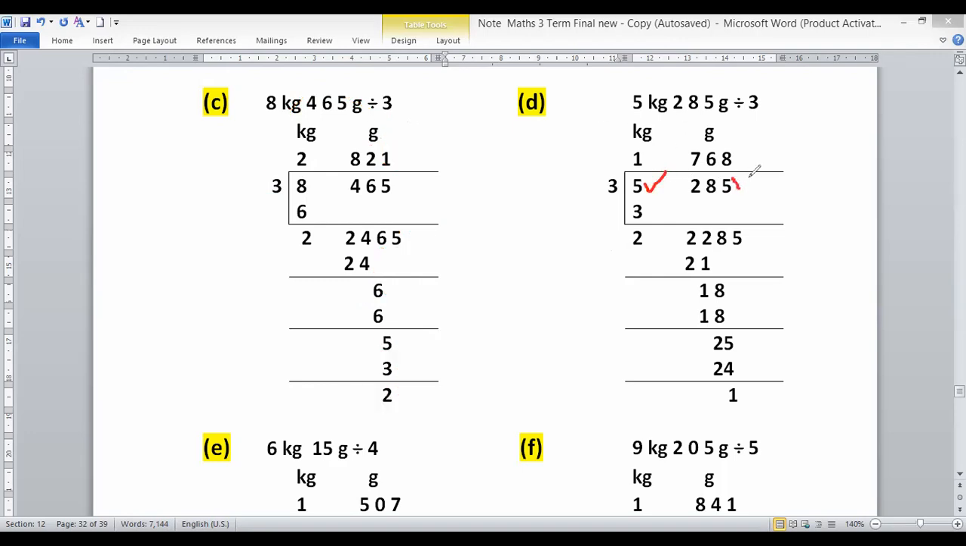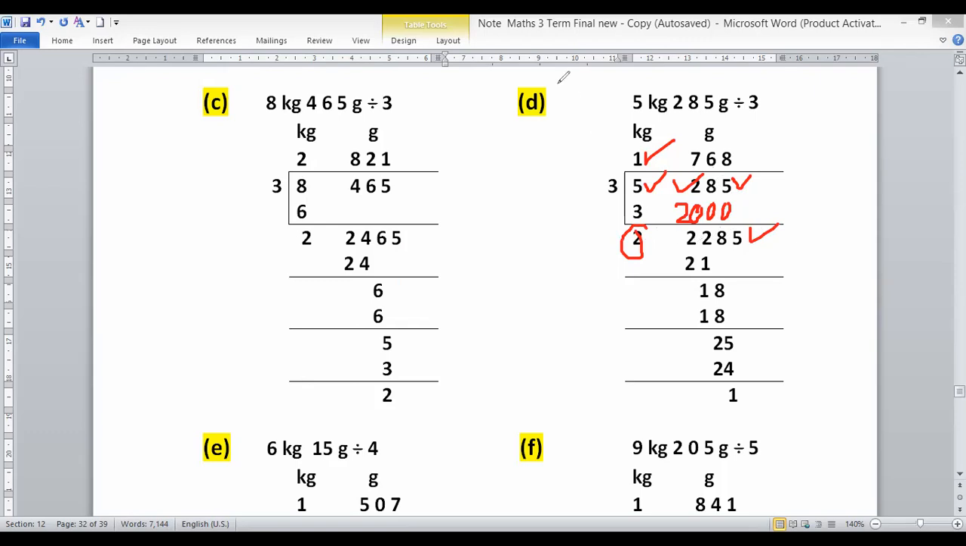5 kg 285 grams divided by 3. 3 ones are 3. 5 minus 3 is 2. Now 2 kg means 2000 grams. Here, students, we will change kilograms into grams first because we will add these grams with 285. First of all, we change into grams, then we add with these grams. After that, we get the sum 2285.